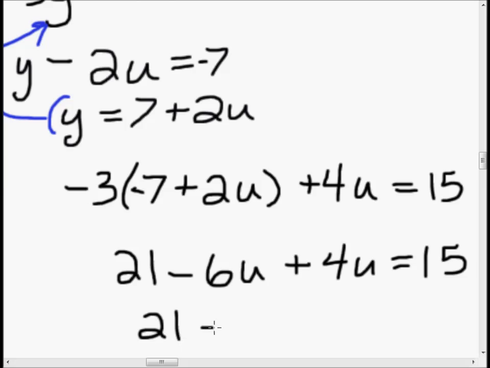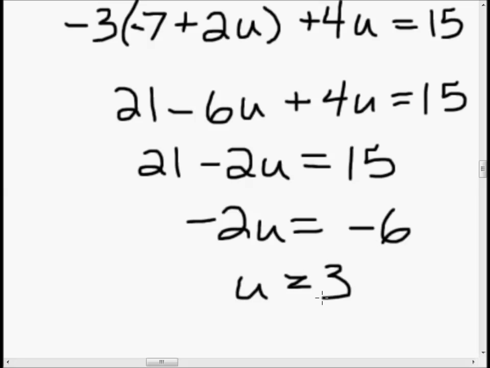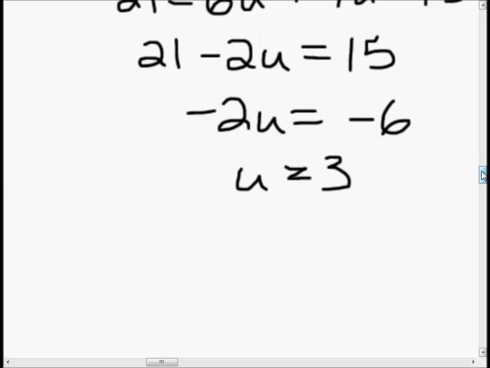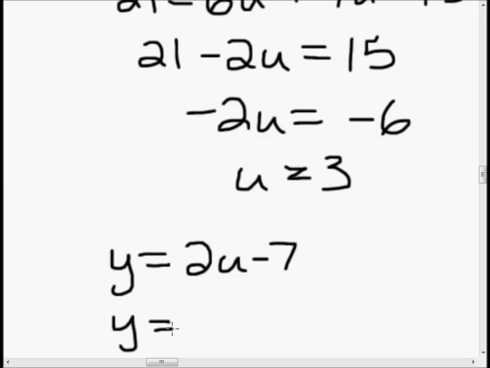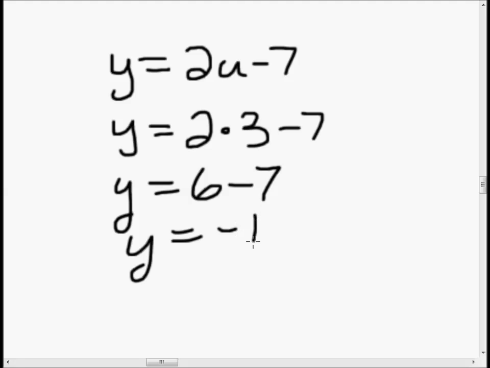21 minus 2u equals 15. And so negative 2u equals negative 6. u equals 3. Okay, so now what are we going to do? We're going to plug this u back into our first equation. So if you'll remember, that was y equals 2u minus 7. So that's y equals 2 times 3 minus 7. And that's y equals 6 minus 7. That's y equals negative 1.